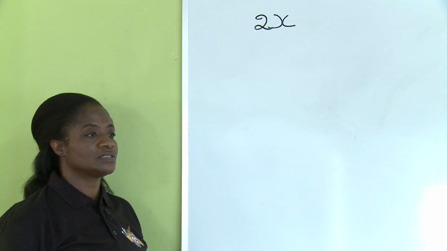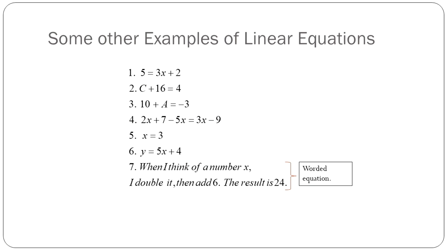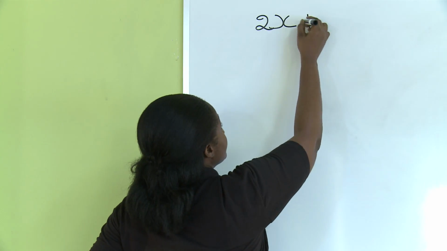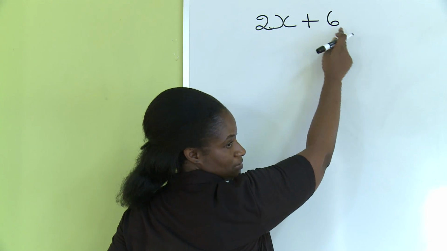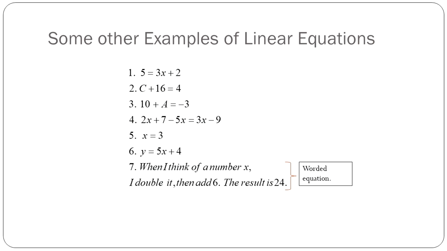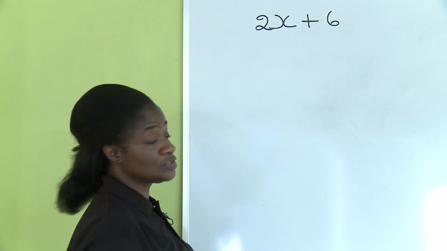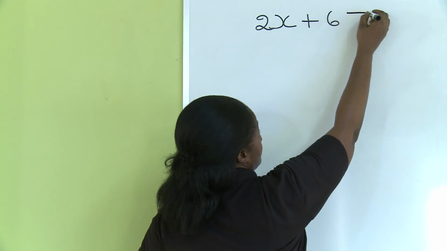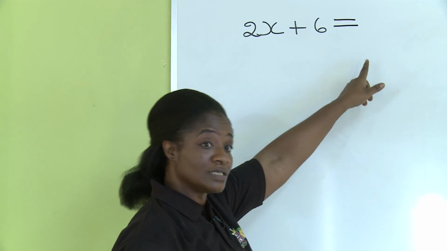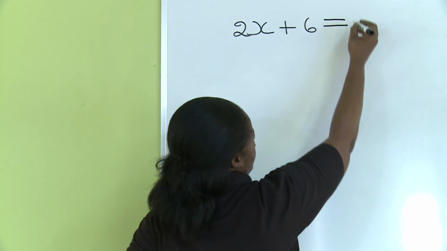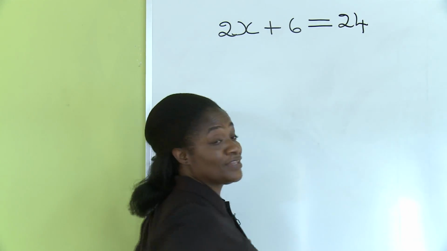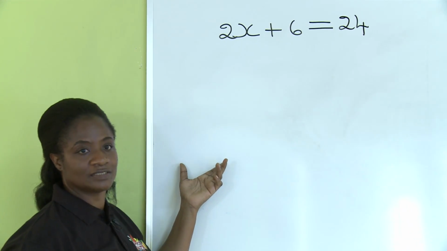Let's read the statement again from the beginning. When I think of a number x, I double it. Let's continue. Then add 6. So that's plus 6. The result is 24. In mathematics, "is" is denoted by the equal sign. The result is equal to 24. And there you have formed your first linear equation.